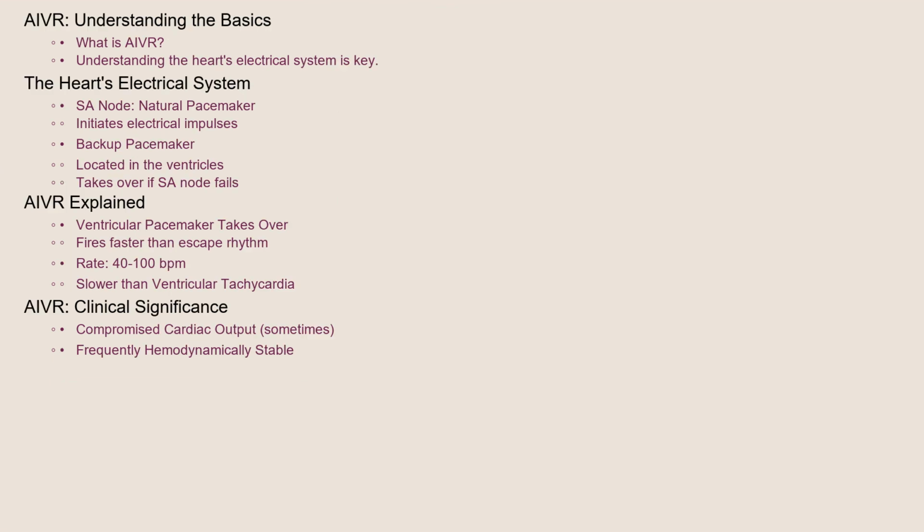To understand AIVR, we need to look at the heart's electrical system. Normally, the sinoatrial or SA node is the heart's natural pacemaker, initiating the electrical impulses that coordinate heart contractions. However, when the SA node's firing rate slows down or impulses are blocked, a backup pacemaker in the ventricles can take over. AIVR occurs when this ventricular pacemaker starts firing at a rate faster than its usual escape rhythm, typically between 40 and 100 beats per minute, yet still slower than ventricular tachycardia. This accelerated rate can sometimes compromise cardiac output, although frequently it is hemodynamically stable.